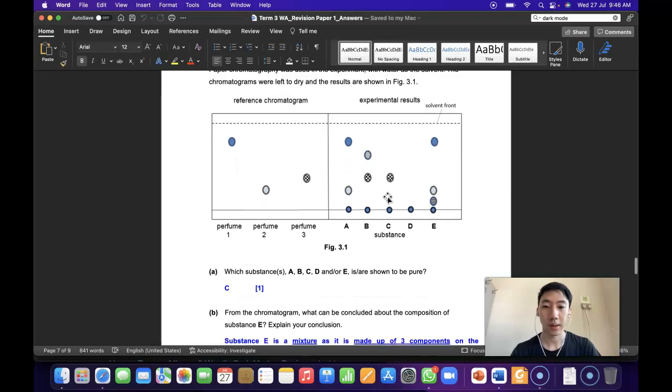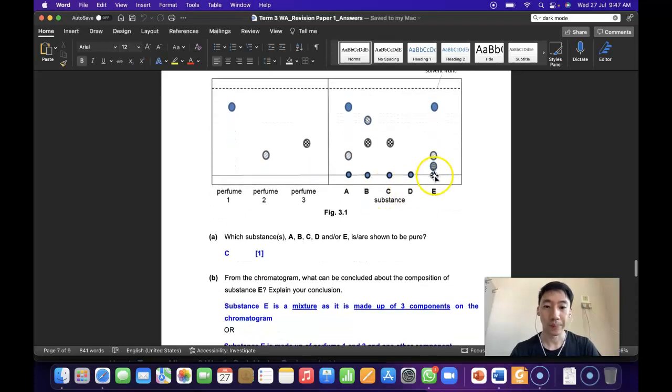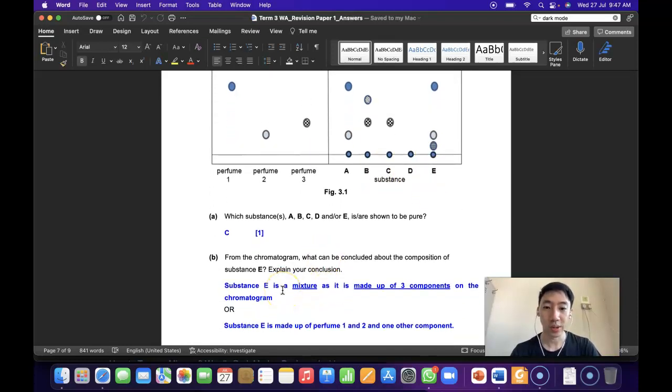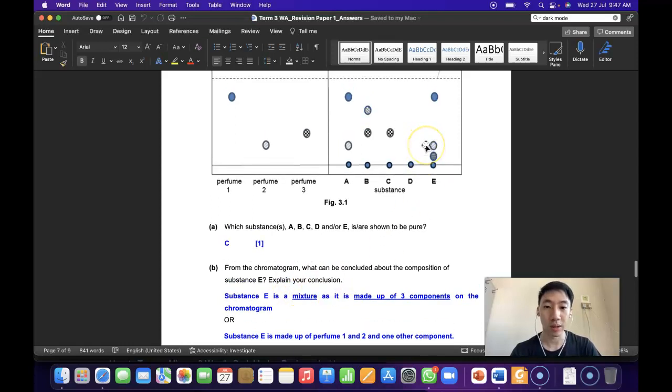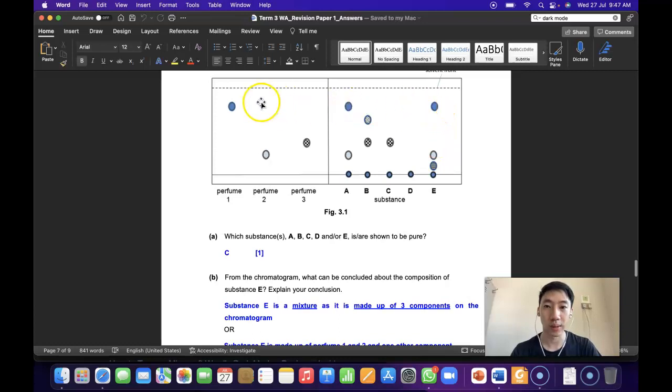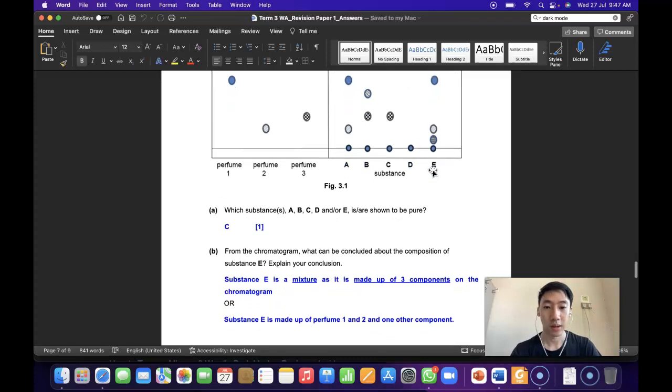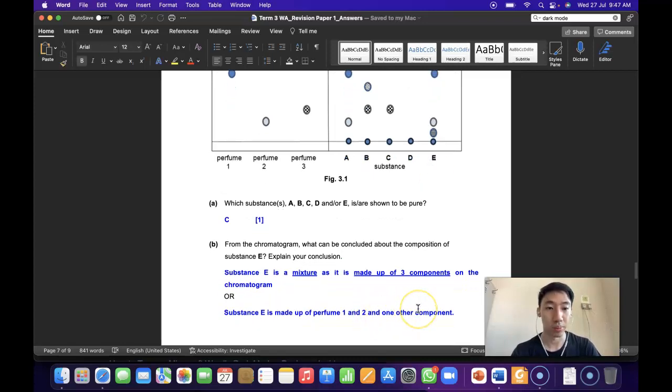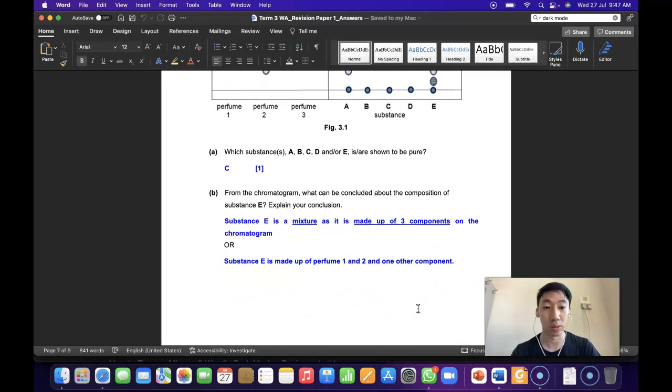So what about E? E is a mixture of 3 different components. And what is it made up of? It's made up of perfume 1. As you can see, it looks the same as perfume 1. It is also made up of perfume 2. And it's made up of 1 unknown substance. It could be a perfume or something else. Therefore, you can just write 1 other component, or you can write unknown component.